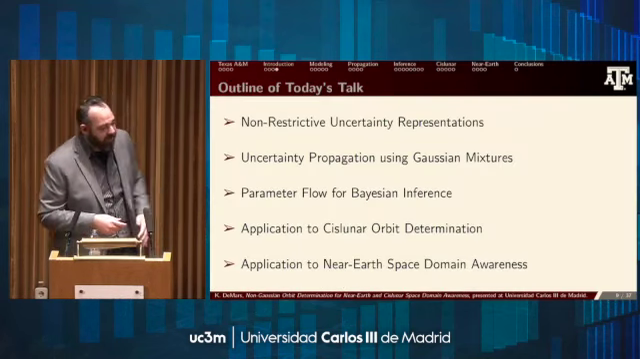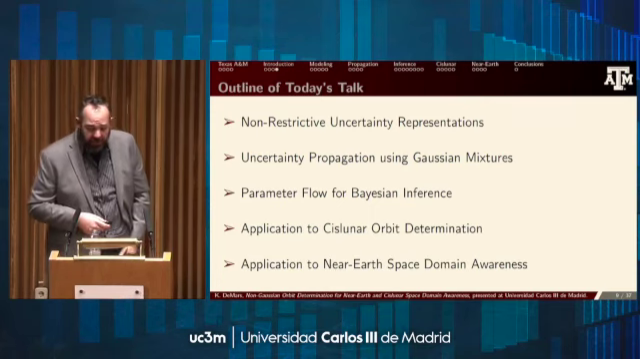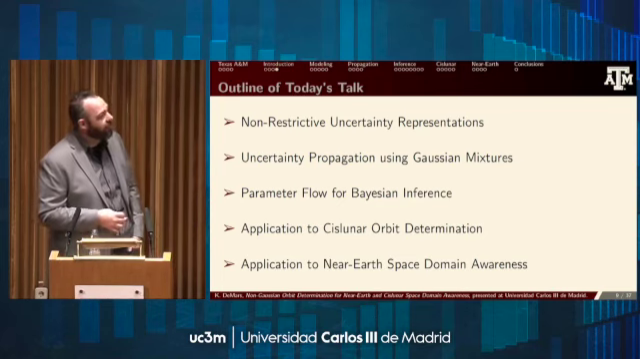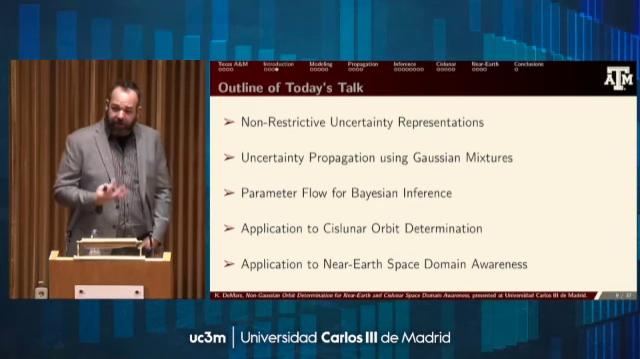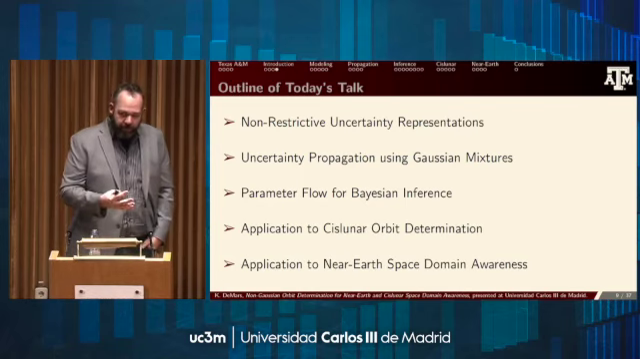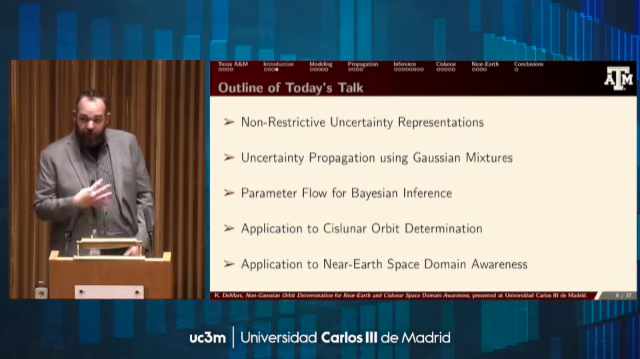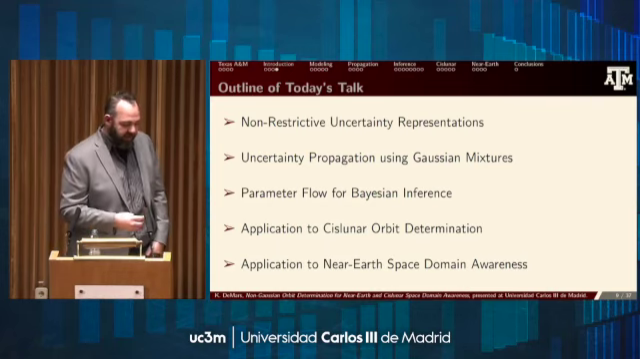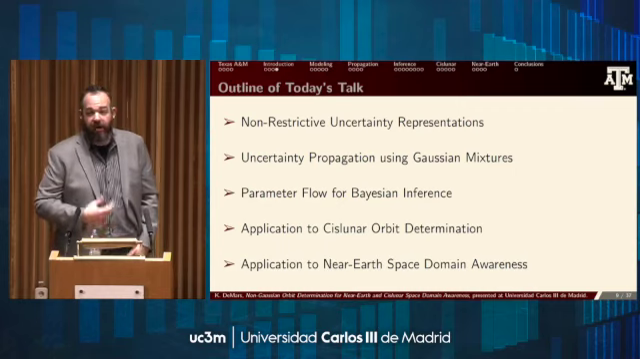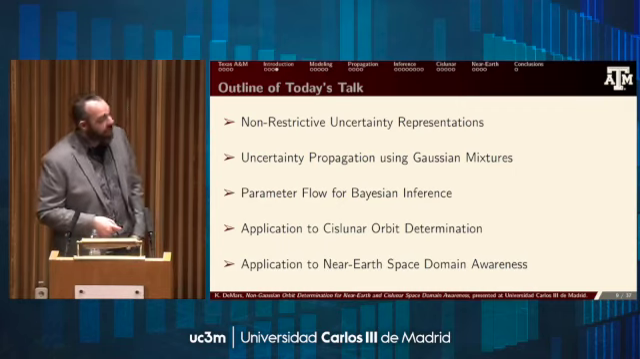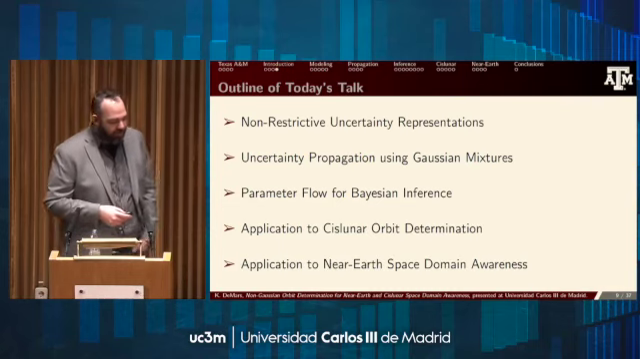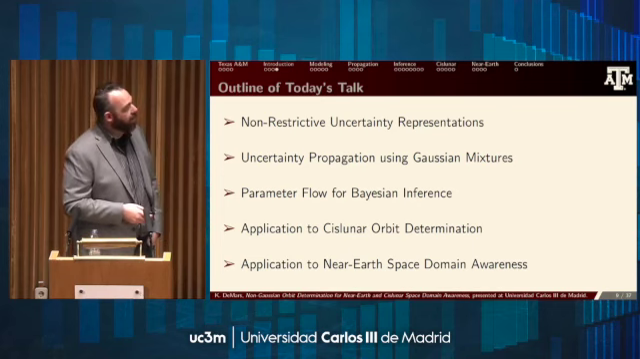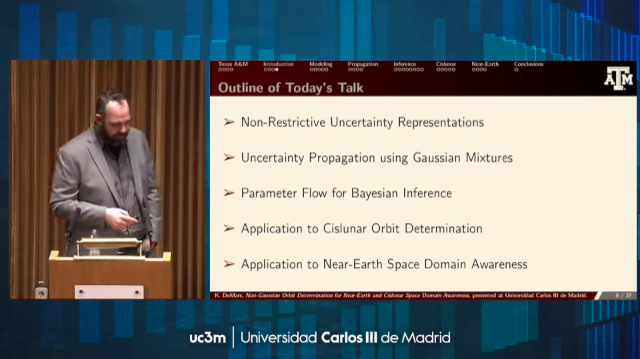As an outline for today's talk, I'm going to start by talking about uncertainty modeling and look at some options for what I would call non-restrictive uncertainty representations. We're going to talk a little bit about uncertainty propagation. How do we predict where an object is going to go with its uncertainty while using those non-restrictive representations? When we get data, how do we process that, and how do we do it in a way that we can say we are exploiting the data to the best of our ability? And then 2 applications, time permitting: one for cislunar orbit determination, and one that's a little bit more of a real world application for near Earth space domain awareness.